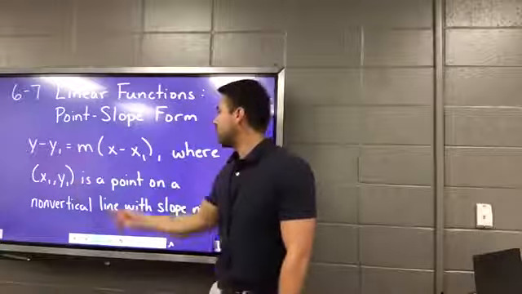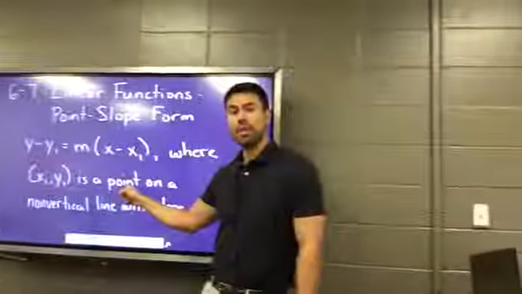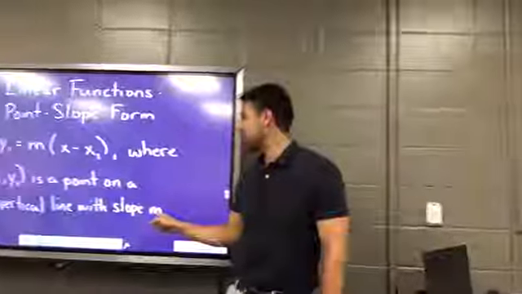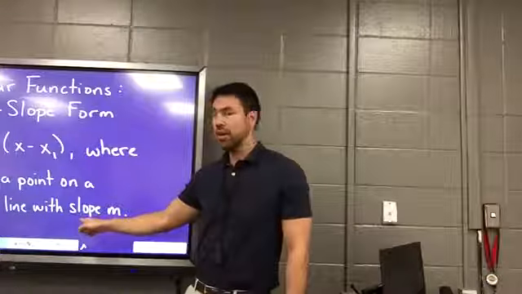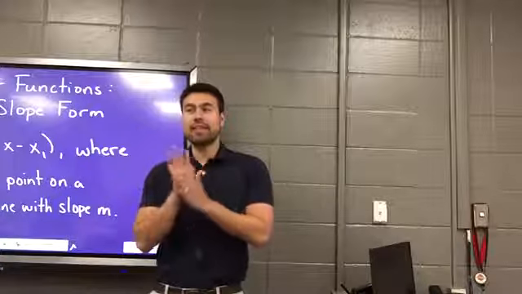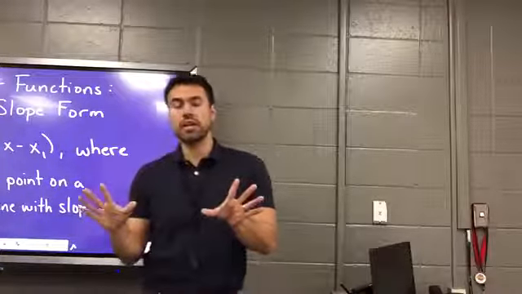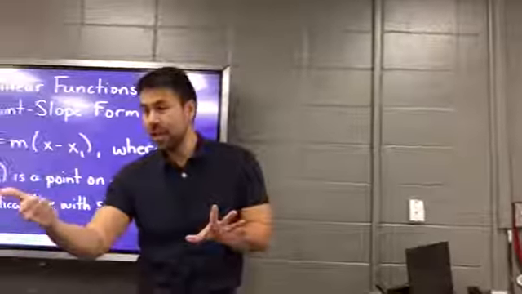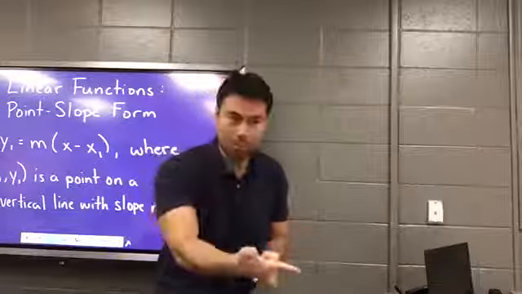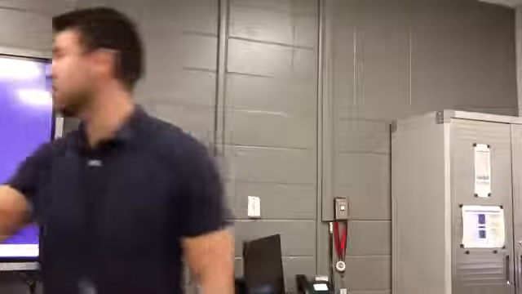And then what does x sub 1, y sub 1 represent? It represents a point. And what does m stand for? The slope. Okay, you know why we call it point-slope form? Because in this form, you have, ready? It's deep, so listen carefully. A point and the slope. Does that make sense? It has a point and the slope.